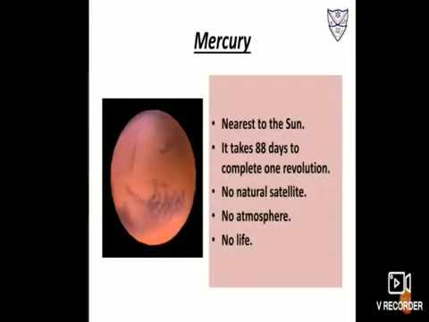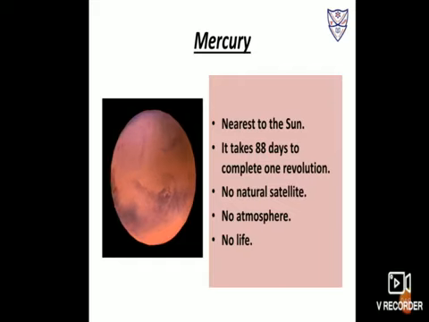So first is Mercury. The planet Mercury is nearest to the Sun, and it takes only 88 days to complete one revolution. The surface of Mercury facing the Sun receives the maximum heat and light, so it is very hot. Its temperature is 520 degrees Celsius, whereas the other side of Mercury, away from the Sun, is quite cold. Its temperature is minus 175 degrees Celsius.